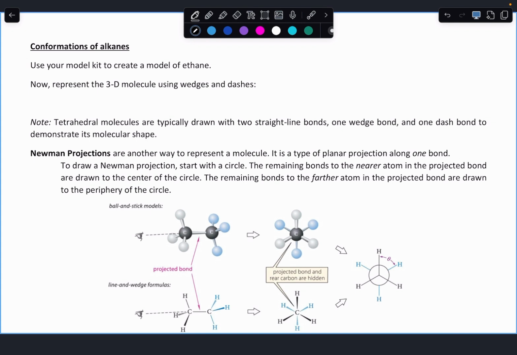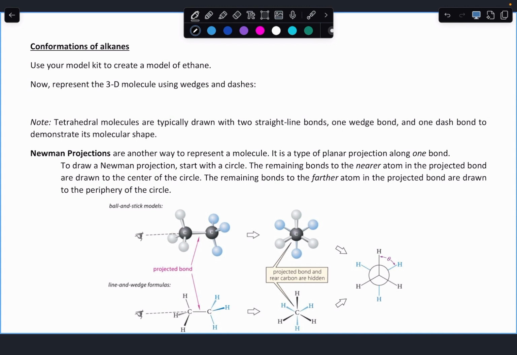Now, we will represent ethane as a wedge and dash structure to show the tetrahedral or 3D shape. So when you're looking at a molecule, let's say you're looking at it this way, this bond would be in the plane of the paper, because this is flat against the paper. Same with this bond, the way that I have it right now, and this one. So all three of those we draw as straight line bonds, the way that we've been drawing bonds so far.